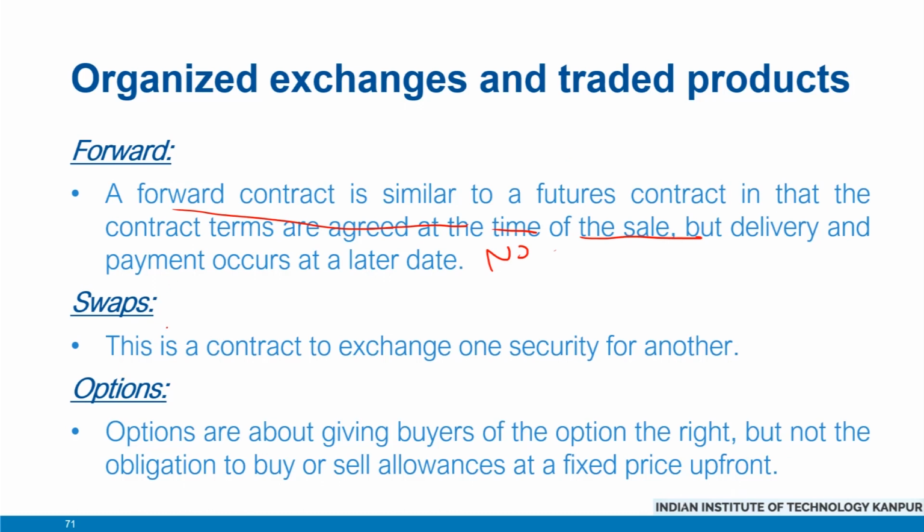Next, we have swaps. A swap is a contract to exchange one security for another. In commodities markets or markets like the EU ETS, a swap allows a party to change its exposure or risk from floating prices to fixed prices or vice versa. However, in the carbon market it can also be as simple as swapping an amount of EUAs for an equivalent number of Kyoto carbon credits or something like that.